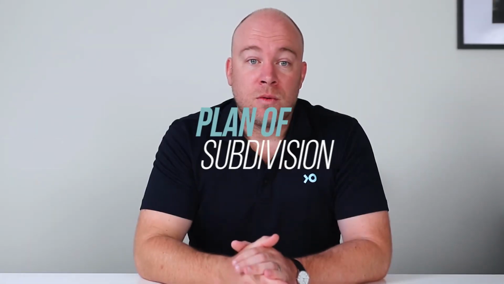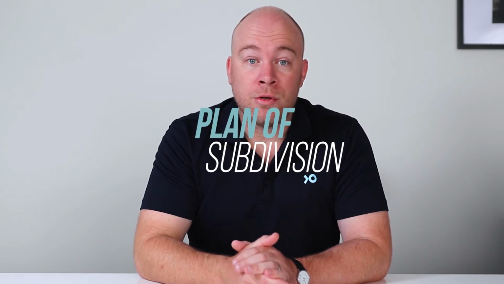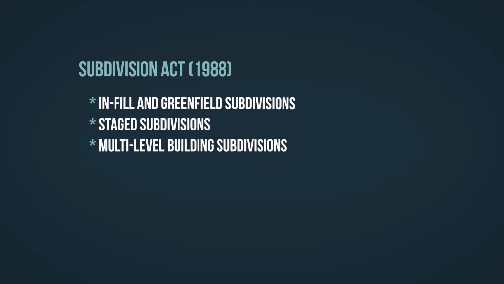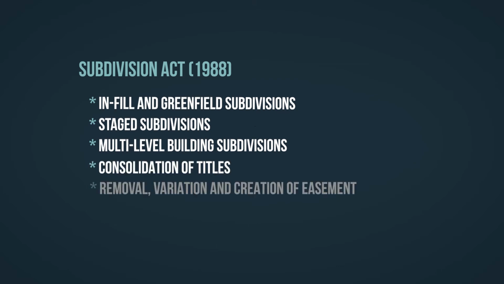The Subdivision Act was introduced to facilitate a broad range of functions, including but not limited to infill and greenfield subdivision, stage subdivisions, multi-level building subdivisions, consolidation of titles, and removal, variation and creation of easements. The Owners Corporation Act 2006 was introduced as an amendment to the Subdivision Act and was a replacement for all body corporates created since 1988.